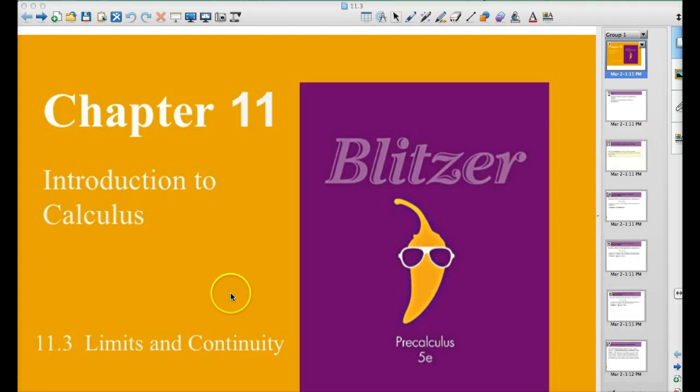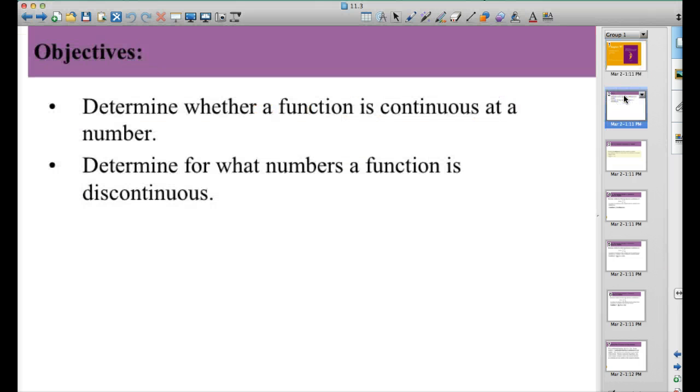Okay, section 11.3, limits and continuity. Our goal here is to determine whether a function is continuous at a number, and to determine for what numbers a function is continuous.